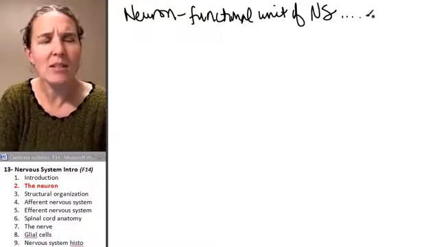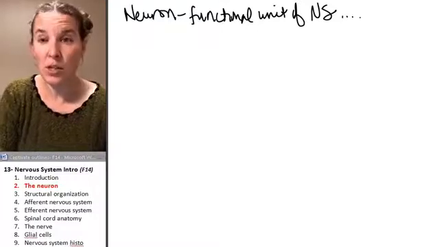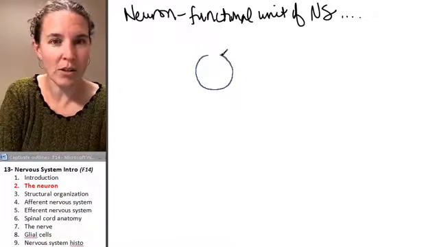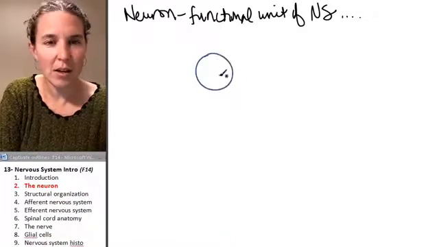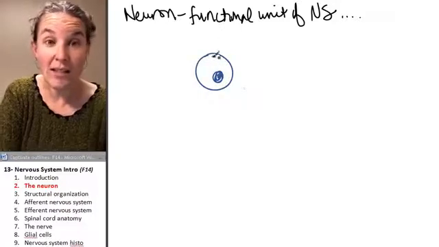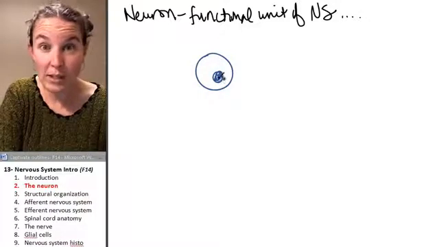How? How does it do this? Well, let's draw a picture of a neuron. What? Me? Draw a picture? Shocking. A neuron is a cell. So it has a cell body with a nucleus.